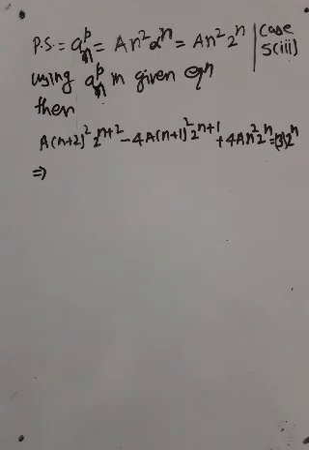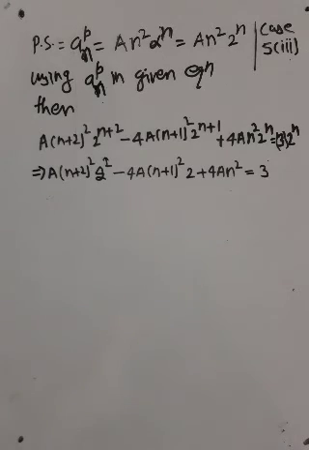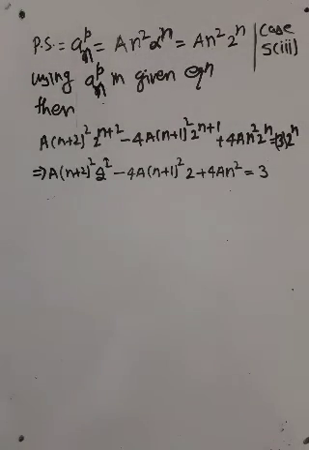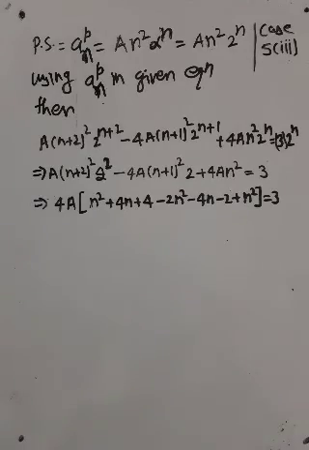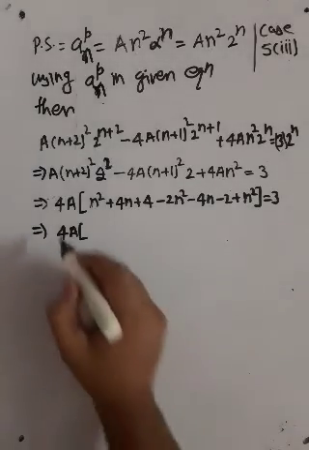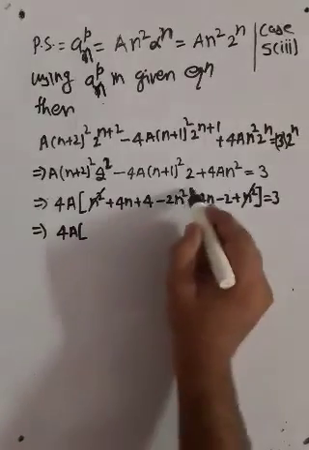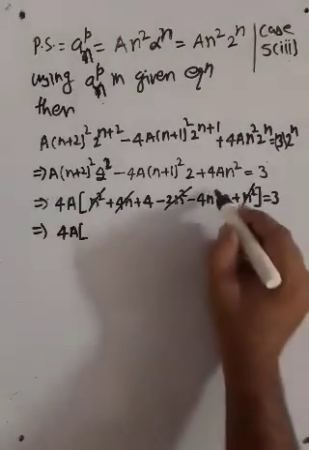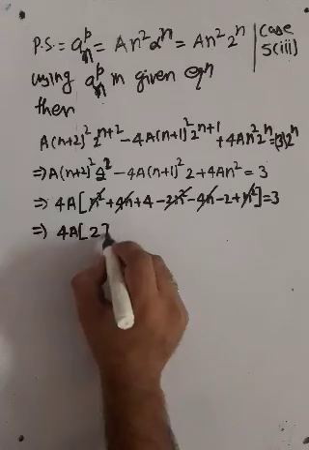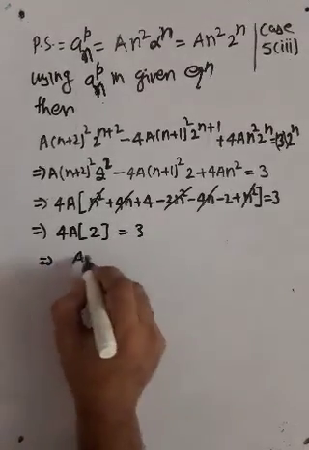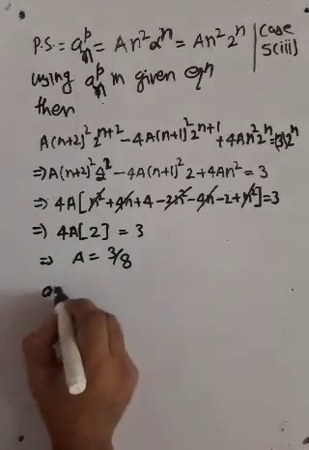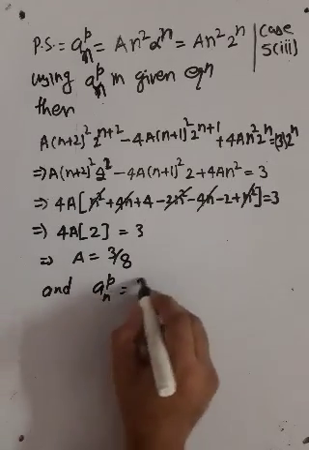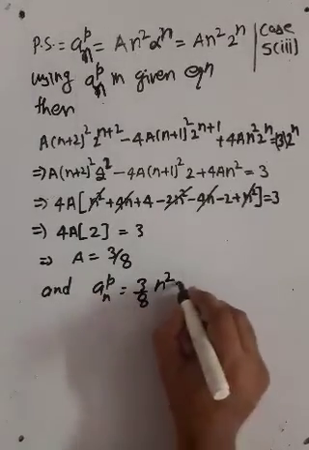Dividing every term by 2 raised to n, we get a n plus 2 square minus 4a n plus 1 square into 2 plus 4a n square is equal to 3. Taking a common, we have this equation. Now n square plus n square and minus 2n square cancel, plus 4n minus 4n cancel, and we get 2 is equal to 3. It implies a is equal to 3 by 8 and ARP is equal to 3 by 8 n square 2 raised to n.